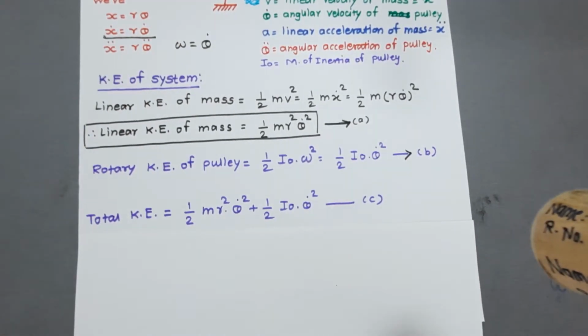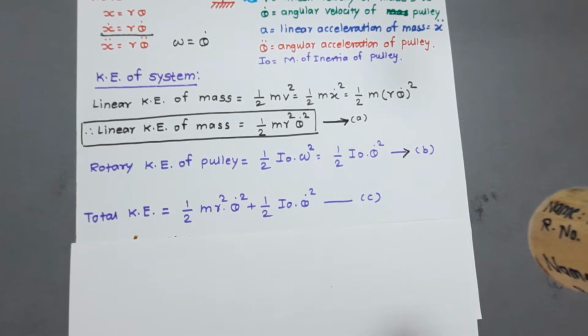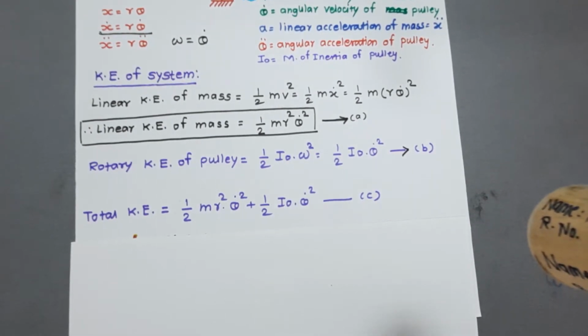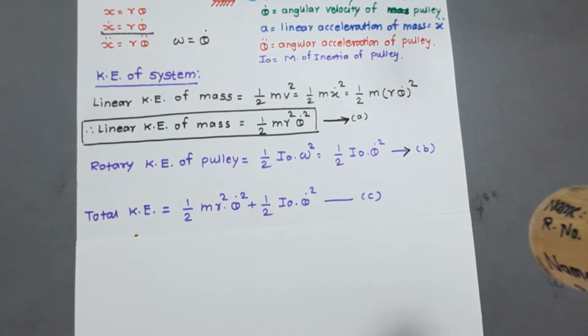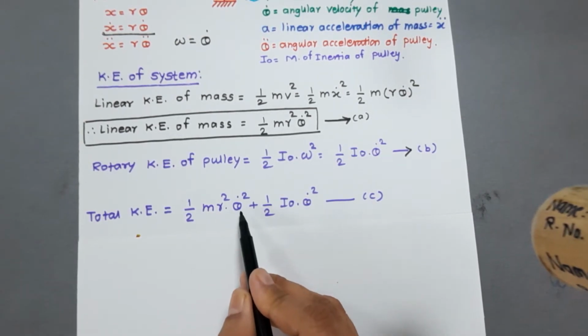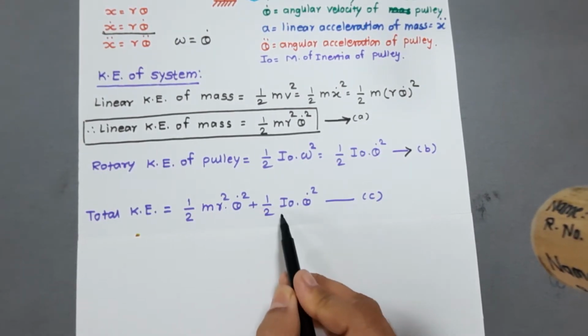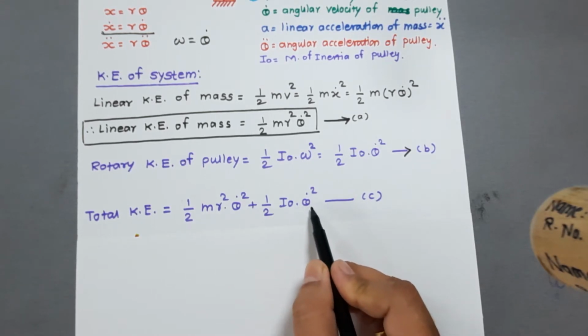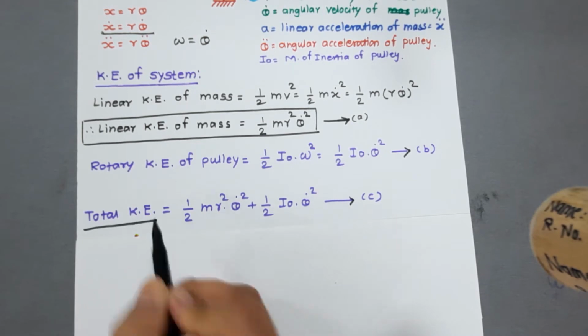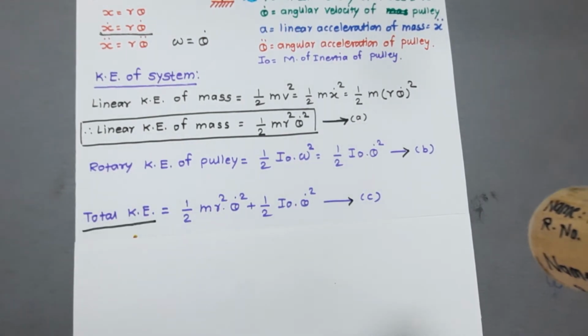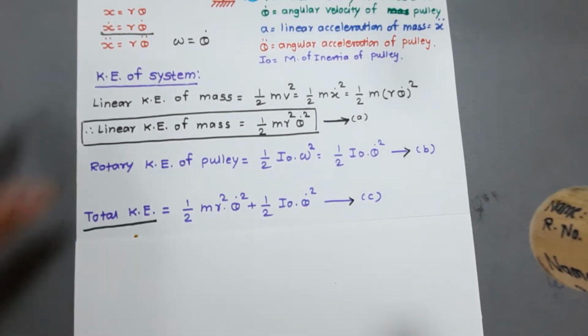The total kinetic energy is given by the sum of equations A and B. So we have total kinetic energy equal to 1/2 m r squared theta dot squared plus 1/2 I0 theta dot squared. This is equation number C. This is our equation for total kinetic energy, because we require total kinetic energy and total potential energy.